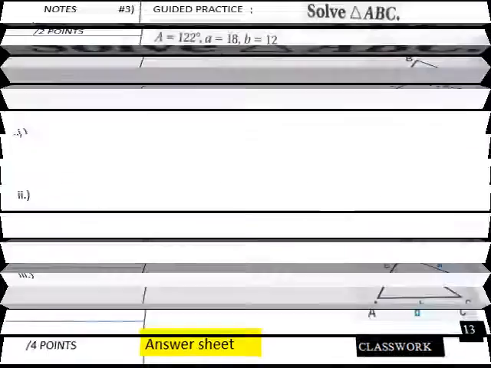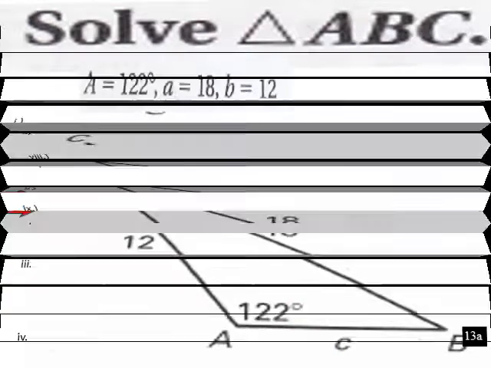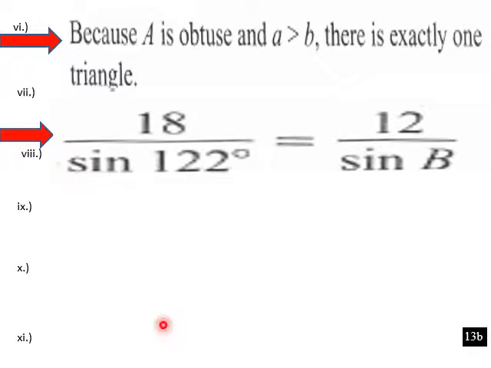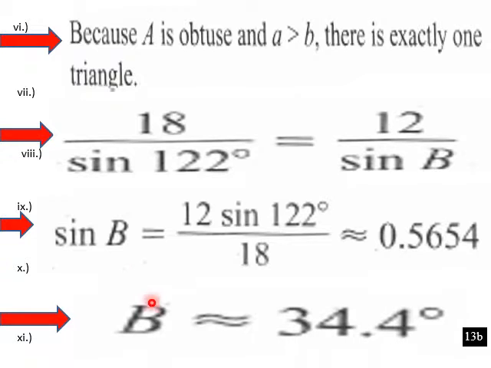Okay, got a practice problem here. Solve triangle ABC with A equals 122 degrees, a equals 18, and b equals 12. We don't know C. We need to find C here. There's exactly one triangle. 18 over sine 122 equals 12 over sine B. So sine B would equal 12 sine 122 over 18, which is 0.5654. B would equal 34.4 degrees.